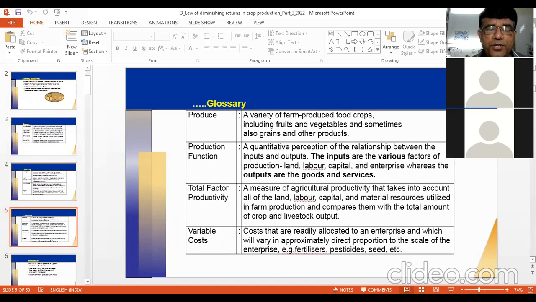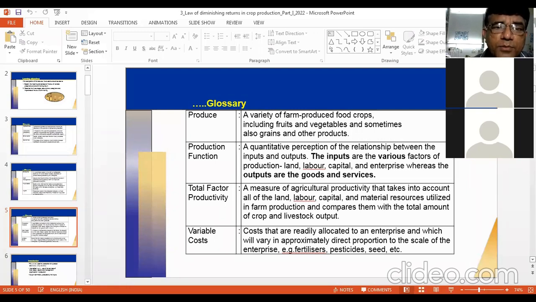Now, produce. What is produce? A variety of farm produce: food crops, including fruits and vegetables, and sometimes also grains and other products. So at the farm, produce means raw materials that are obtained there by using some inputs.